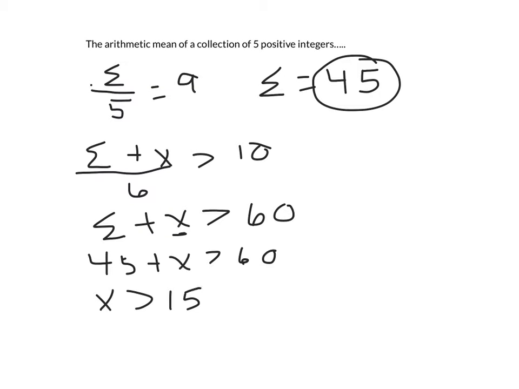You follow that? Now look at clue 1. Clue 1 says the additional integer is at least 14. Well, that means it could be 14 or it could be 15, but I need for it to be greater than 15. So clue 1 doesn't work.